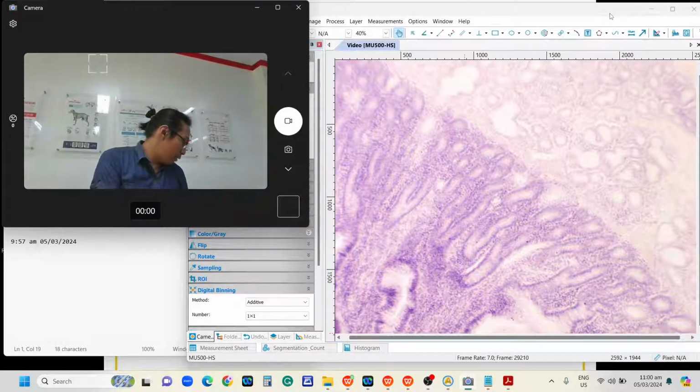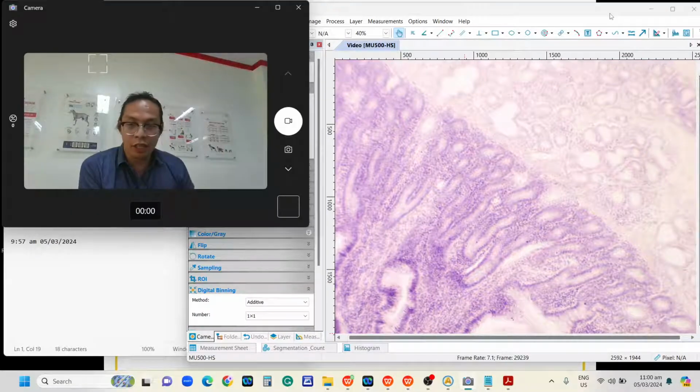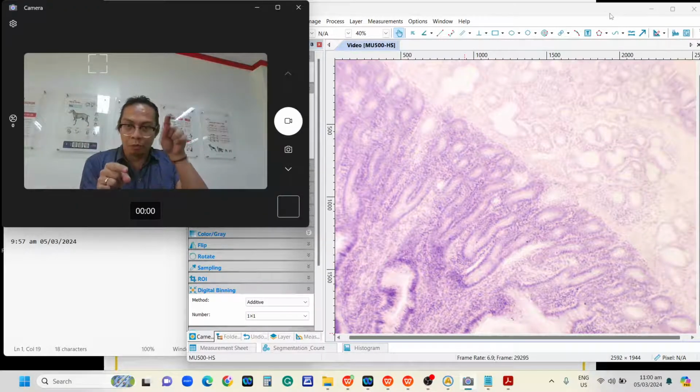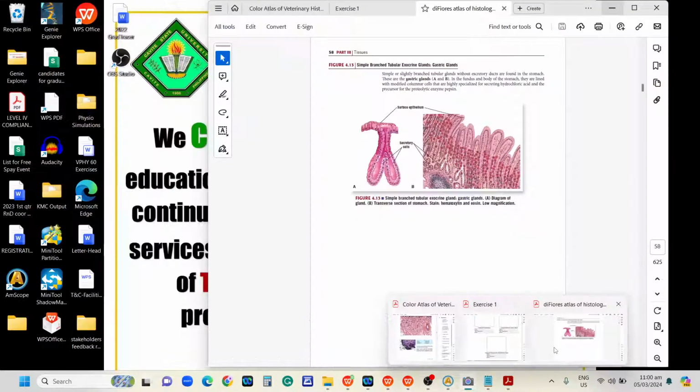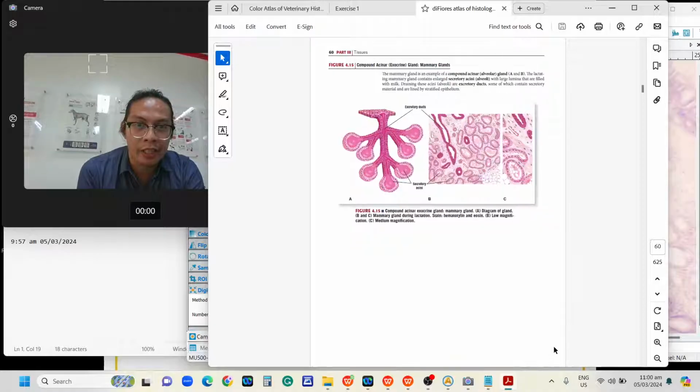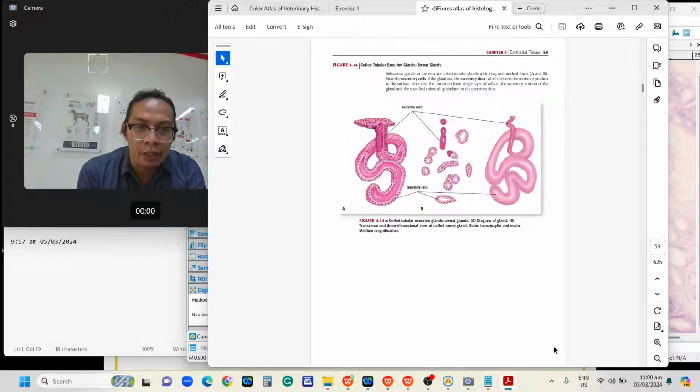Moving on now to the branch alveolar or acinar gland. Now, kapag sinabing alveolar, so imbes na tube, bilog-bilog siya. So, tingnan natin yung drawing ni De Fiore. So, such as this. Compound na yan.